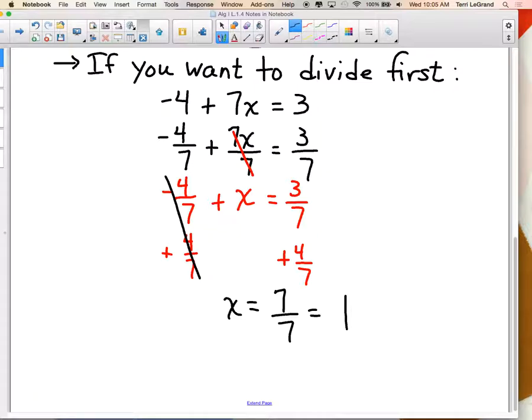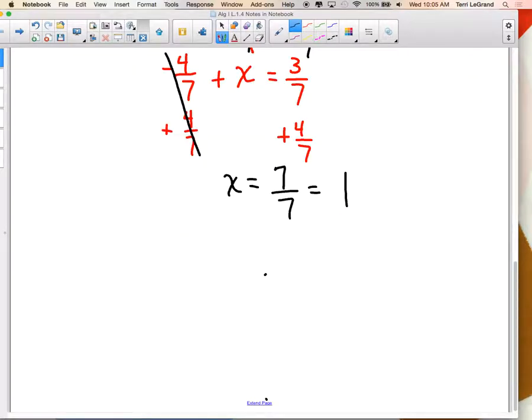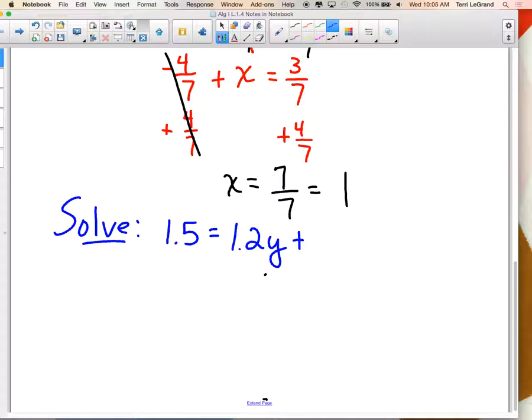Okay, let's solve another one. I want you to put the word solve again. I want you to solve this one. 1 5/10, 1.5, is equal to 1 2/10 y plus, or no, minus, excuse me, subtract 5 7/10. Okay. Feel free to solve that. Go.